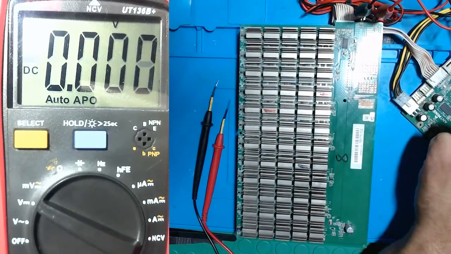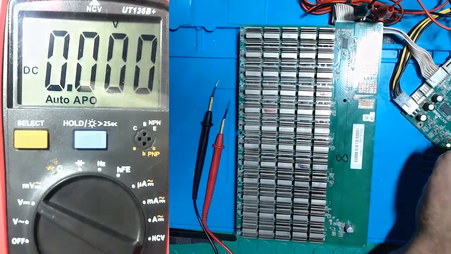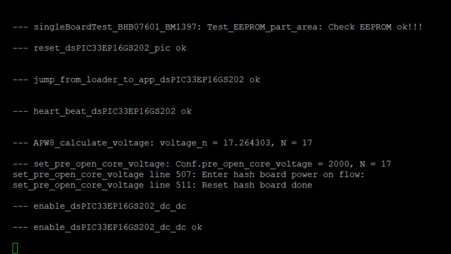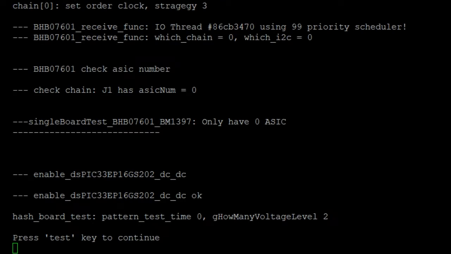Hi everyone, this is the third example of a T15 hashboard. So let's run the test and see what is going on. We have 0 ASIC.